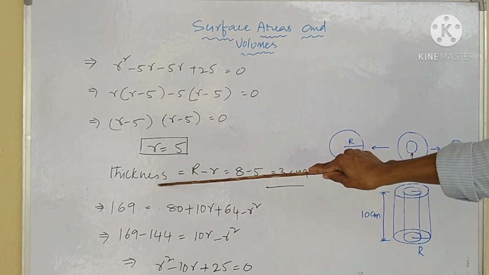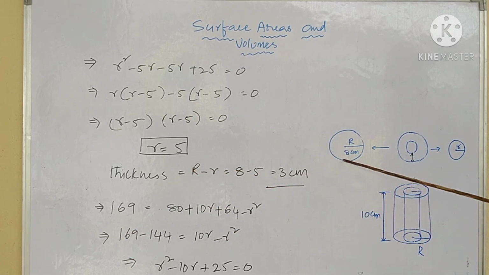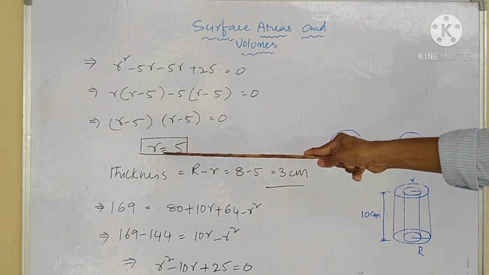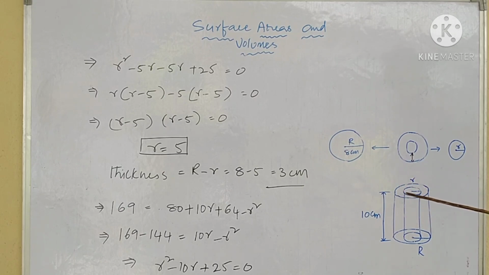So thickness equals capital R minus small r, which equals: capital R is 8 centimeters, small r equals 5 centimeters. So the result is 3 centimeters. This is the thickness of the hollow cylinder.